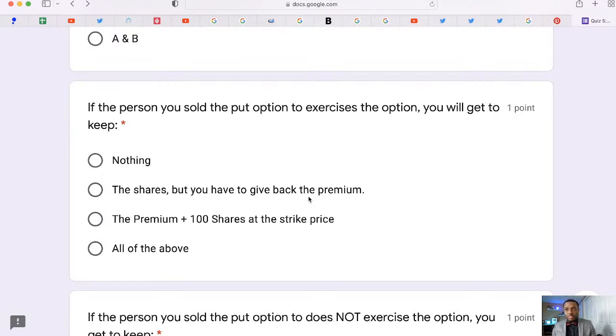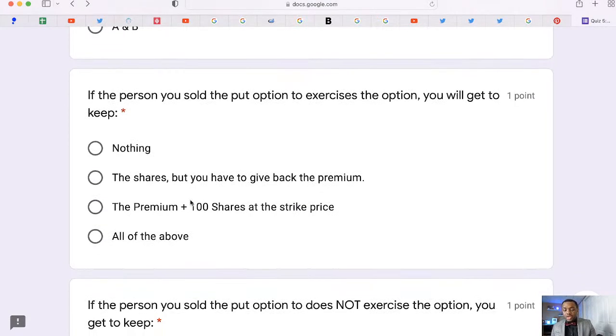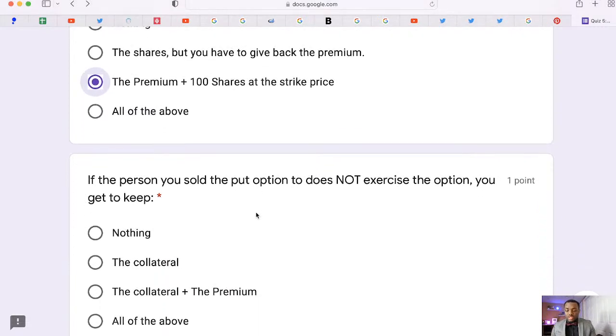You never give back the premium. The premium is yours. So if they decide to exercise, you get to keep the premium, but now you'll be sold 100 shares at that strike price. So you need to be comfortable with having 100 shares if you are selling put options, because this is sort of the worst case scenario: you get to keep the premium, but you'll have 100 shares at that strike price.